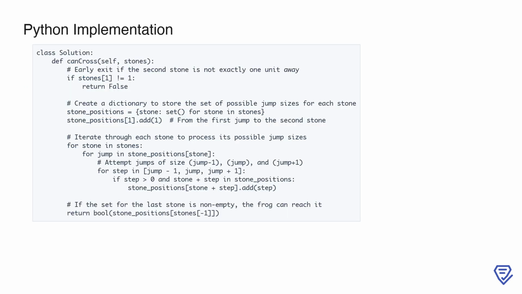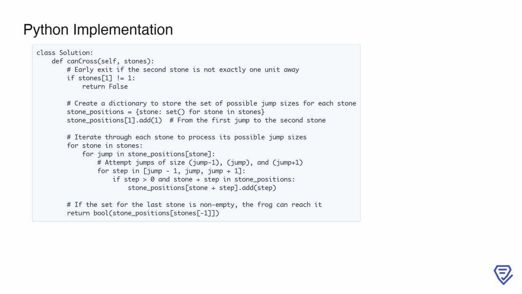This code solves the problem using dynamic programming with hash sets to track jump sizes at each stone. First, it checks if the second stone is exactly 1 unit away, as this is a mandatory condition for the frog to proceed. If not, the function returns false. Next, a dictionary stone_positions is initialized where each key is a stone's position and its value is a set of possible jump sizes to reach that stone. The jump size to reach the second stone is initialized as 1.